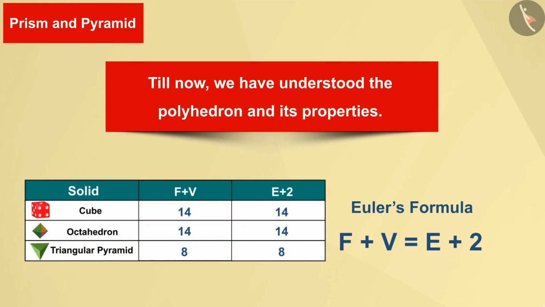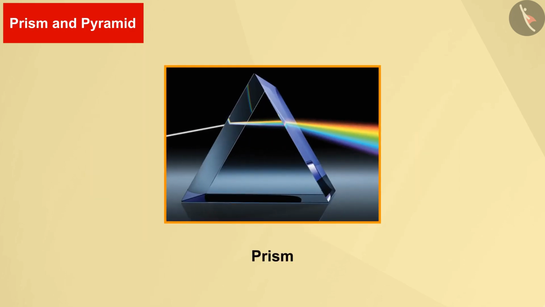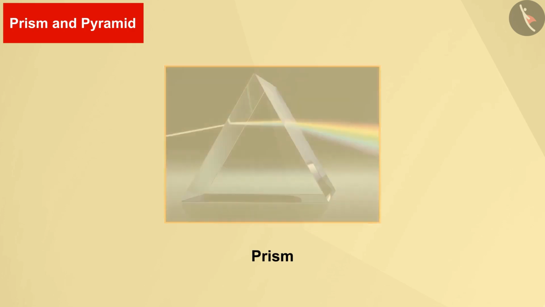We have understood the polyhedron and its properties in our previous video. In this video, we will understand some characteristics of polyhedron prisms and pyramids. Most people think of a prism. It looks something like this, but they do not know the exact definition of this. So let's start with the definition of prism.